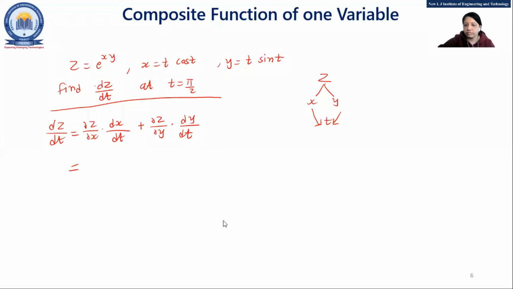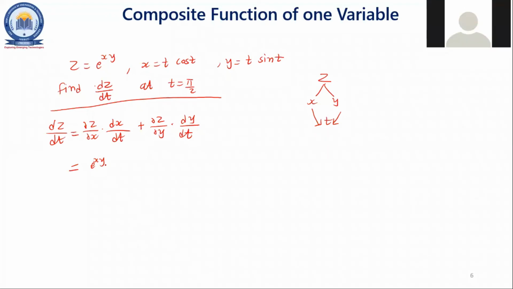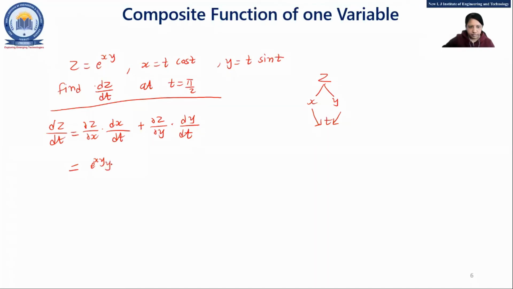Yes, ma'am. Del z by del x is e raised to xy into y. Okay, fine. Then dx by dt is cos t minus t sin t. Okay, cos t minus t sin t.